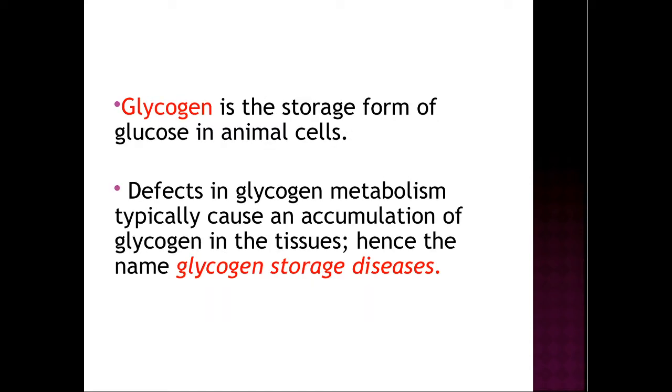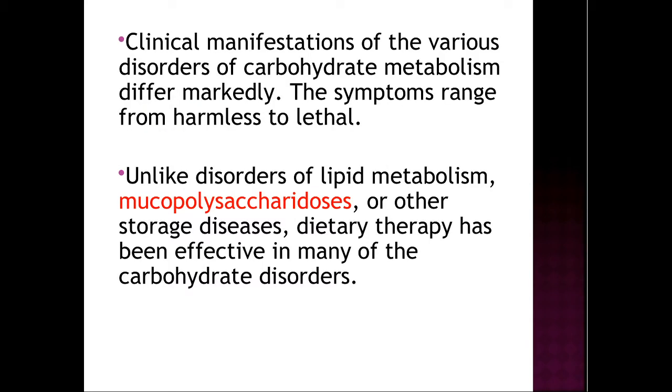Glycogen is a storage form of glucose in animal cells. Defects in glycogen metabolism typically result in accumulation of glycogen in the tissue, hence the name glycogen storage disease. The clinical manifestations of the various disorders of carbohydrate metabolism differ markedly. The symptoms range from harmless to lethal. Unlike disorders of lipid metabolism, mucopolysaccharides, or other storage diseases, dietary therapy has been effective in many of these pathologies.